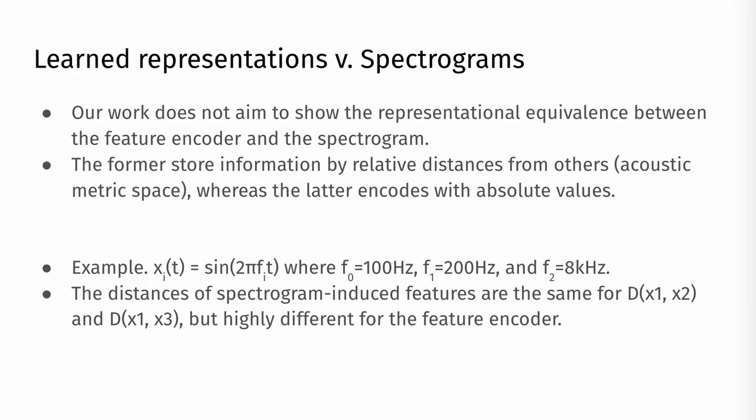CNN stores information in a relative manner, and spectrogram stores in an absolute manner. What that means is, let's consider a simple sine signal with a fundamental frequency of 100 Hz, 200 Hz, and 8 kilohertz. If we measure the distances of the spectrograms, all three will be more or less equal to each other. But for the learned features, the 100 and 200 hertz signals will be much closer than that of the 8 kilohertz signal.